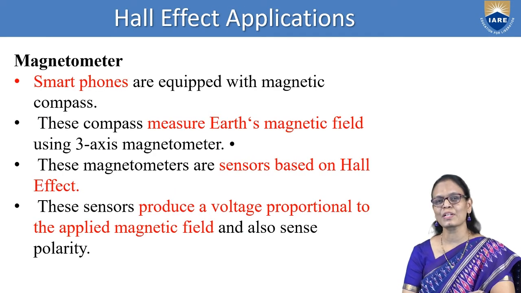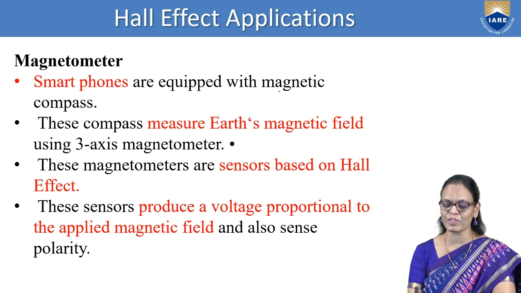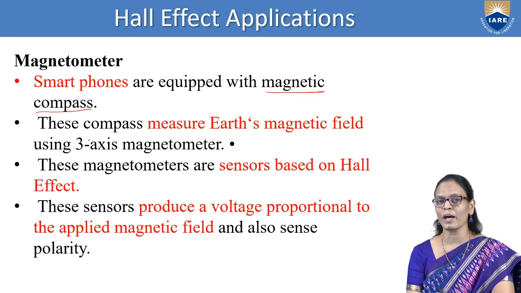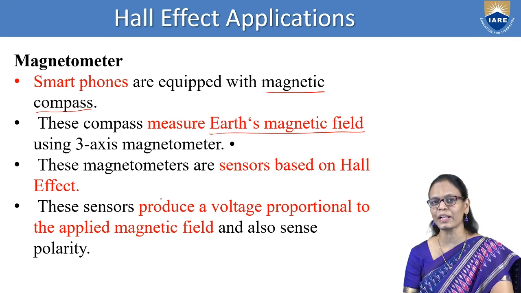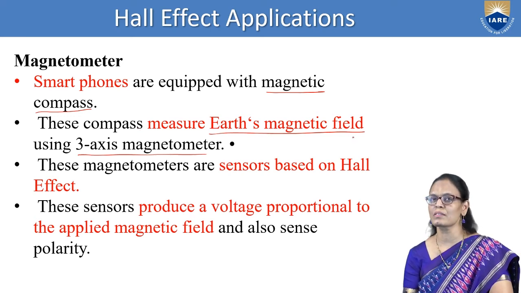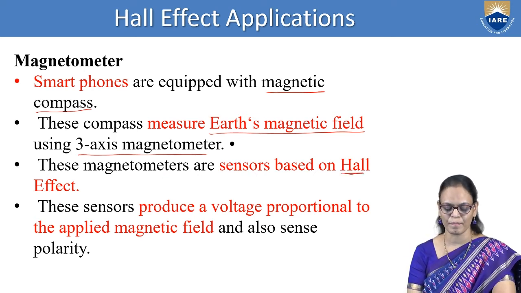Other applications which we see in our day-to-day life: in our smartphones, they are equipped with a magnetic compass. All of you must have seen. So how does this work? What does this compass measure? It measures the Earth's magnetic field using a 3-axis magnetometer. This magnetic compass is used to measure the Earth's magnetic field, which shows the direction. And these magnetometers are sensors that are based on the Hall effect.